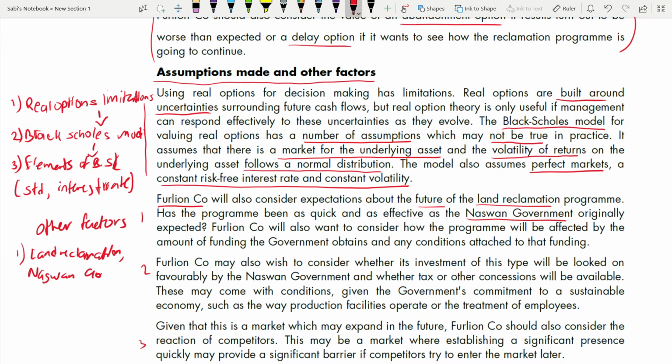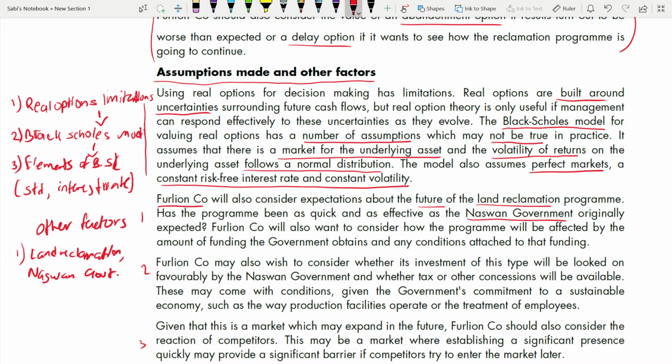We need to mention the Nasvan government when we are talking about another country. Whenever you have to invest in a different country, you have to talk about their government and their policies, because they are going to have an impact on your project in that country. You have to talk about currency risk. You have to talk about that government, the tax they are putting, the subsidies that you are going to receive, the loan. All these things you have to talk about. This is an international investment.